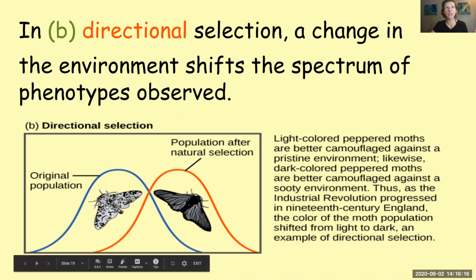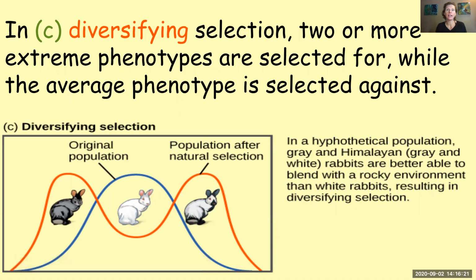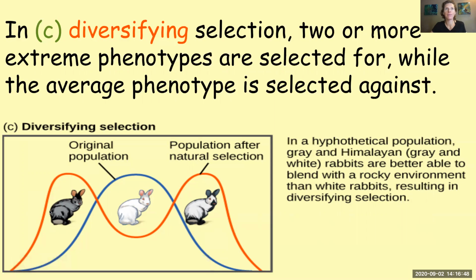So that's directional selection. And then there's diversifying selection. In diversifying selection, you're starting here with the white rabbit in the middle, so an intermediate phenotype, and then you're seeing over time a shift towards 2 phenotypes that are not like the middle one. So it's diverging into two phenotypes. In this case, a rabbit that is partially white and black, and a rabbit that is basically all black.